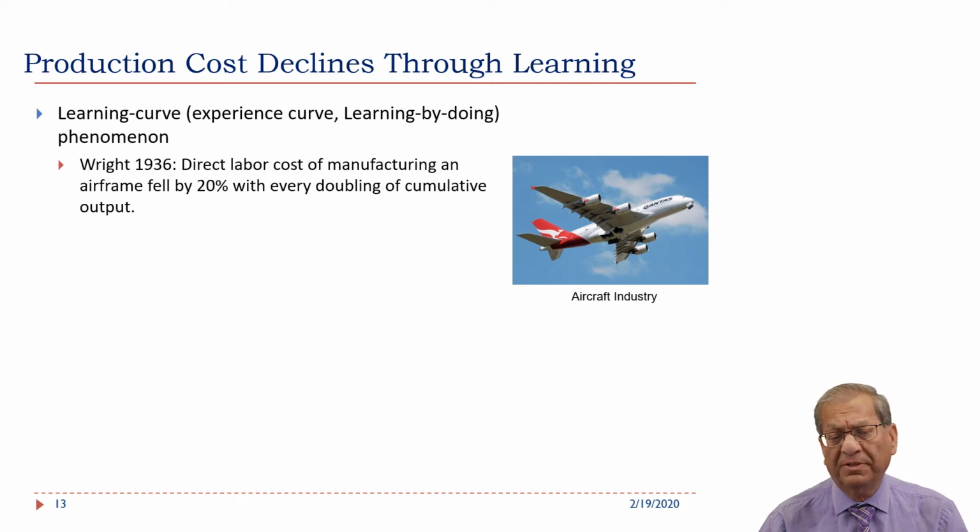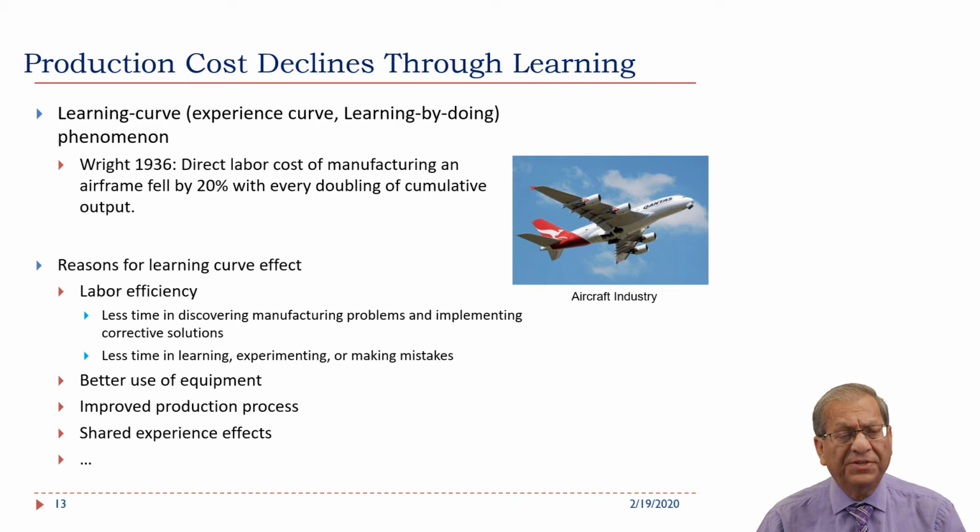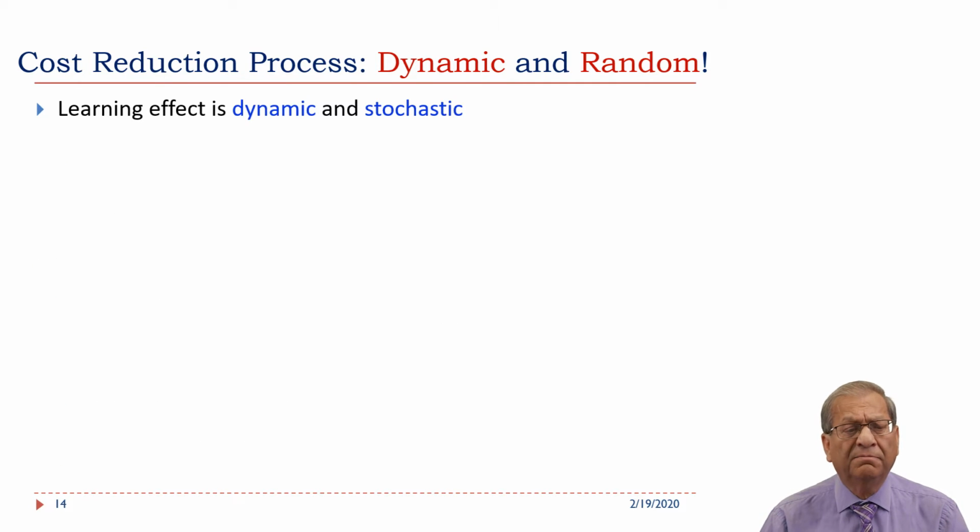One of the first examples reported for learning by doing is by Wright in 1936. He observed that the direct labor cost of manufacturing an airframe fell by 20% with every doubling of cumulative output. There are a number of reasons why this learning takes place: labor efficiency, better use of equipment, improved production process, shared experience effects, etc. There is a large amount of literature in economics on this issue. Our focus, however, is not on that literature, but on getting the idea that the learning effect is dynamic and stochastic. That is what we need for our purpose.